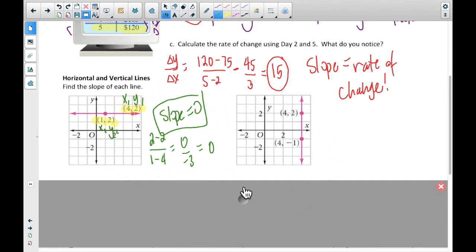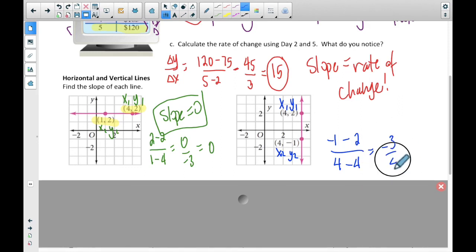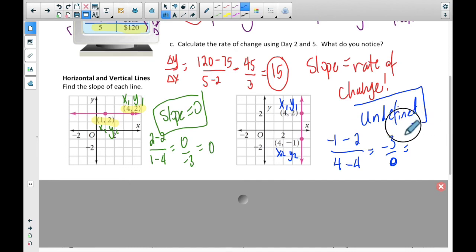We're going to emphasize that a little bit more right in the next section. Okay, how about this one? Again, x sub 1, y sub 1, x sub 2, y sub 2. So if we take our y sub 2 minus y sub 1 over x sub 2 minus x sub 1, that is negative 3 over 0. And anything divided by 0 is undefined. So the slope of this line is undefined.